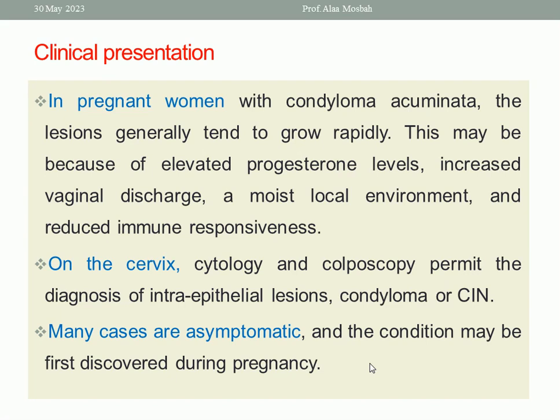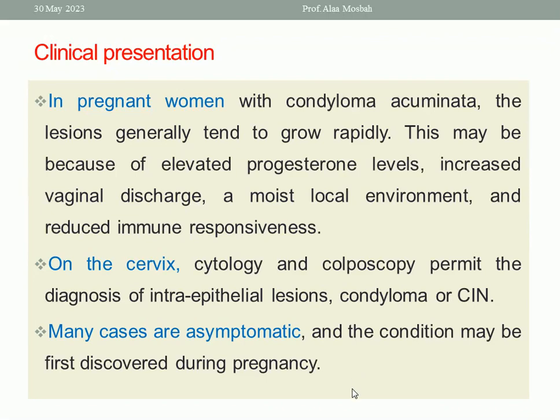Okay, in the pregnant woman with condyloma acuminata, the lesion generally tends to grow rapidly. Why does it grow rapidly during pregnancy? Due to the effect of the hormone progesterone, which is increased, also increased vaginal discharge. Also, due to a moist local environment and also due to reduced immune responsiveness. So, during pregnancy, there are many changes: reduced immune responsiveness, increased progesterone level, increased vaginal discharge, moist local environment. That's why condyloma acuminata tends to grow rapidly during pregnancy.